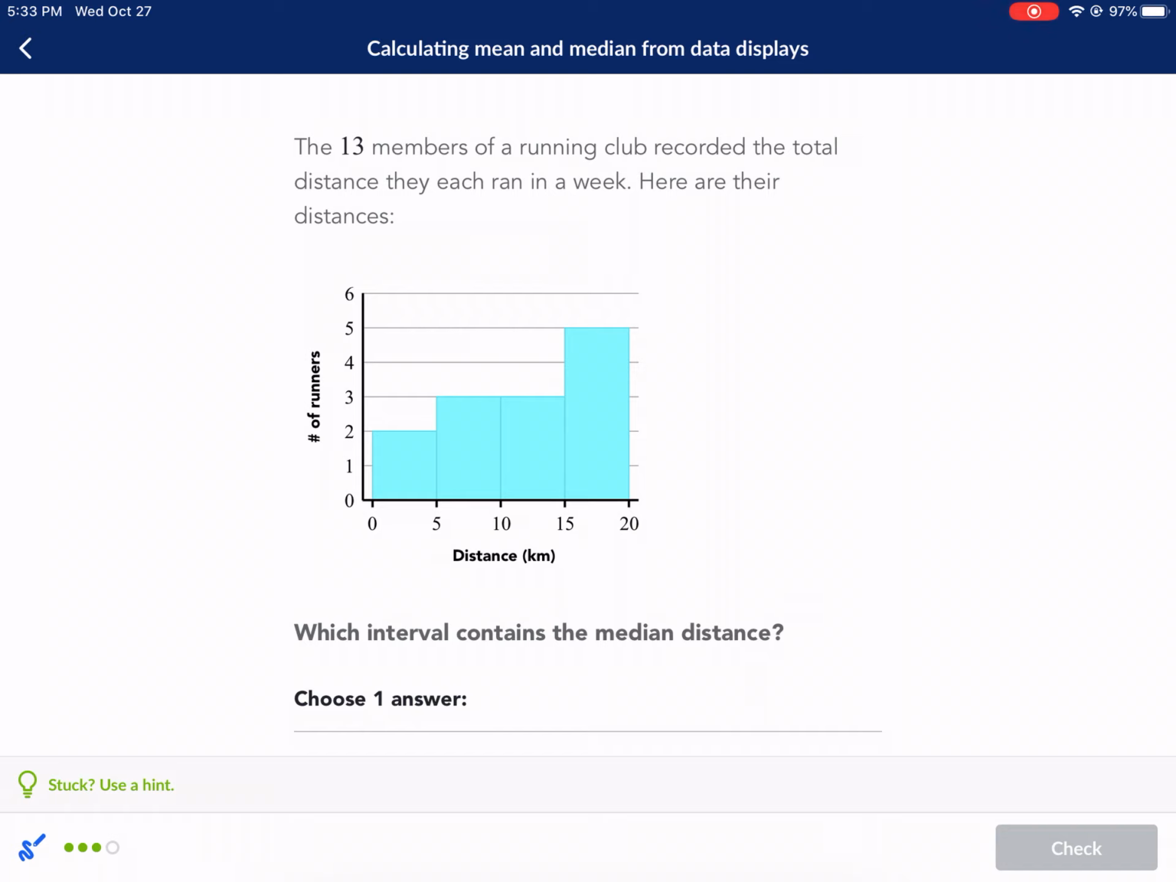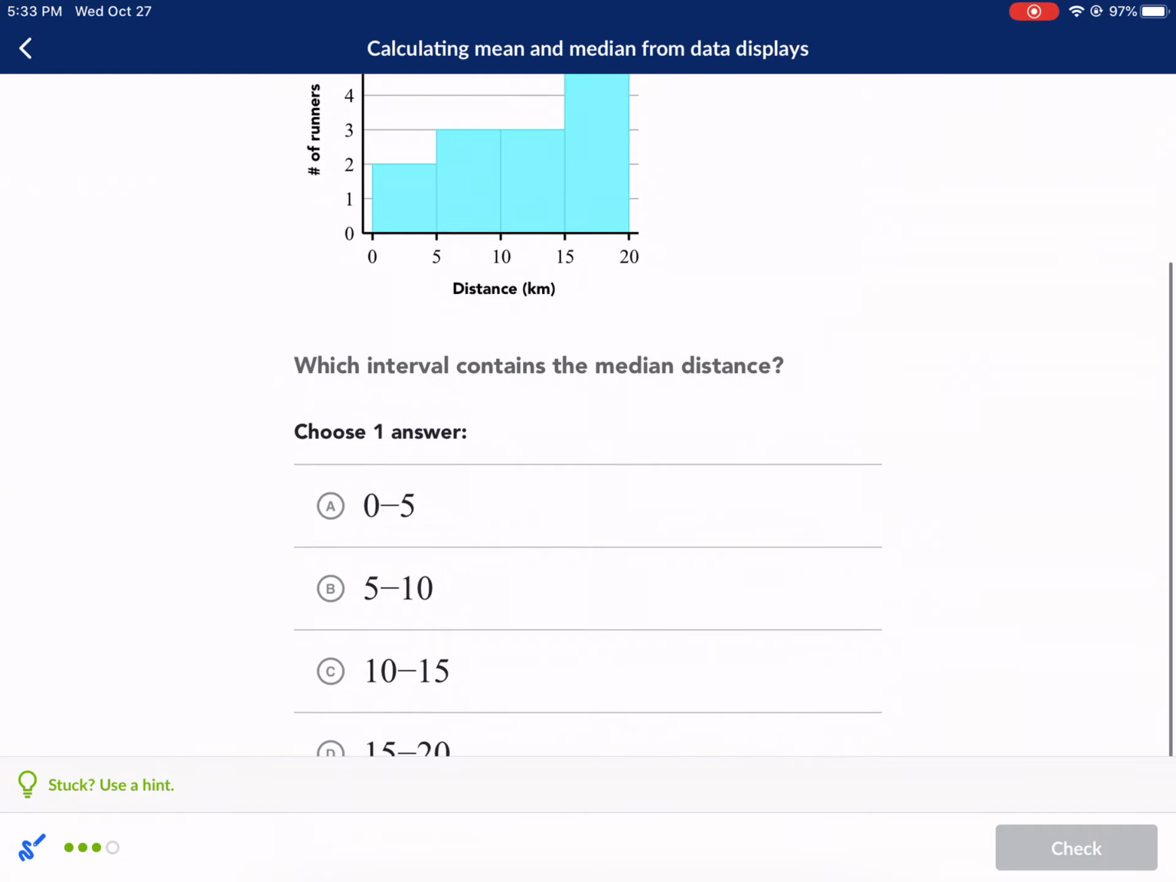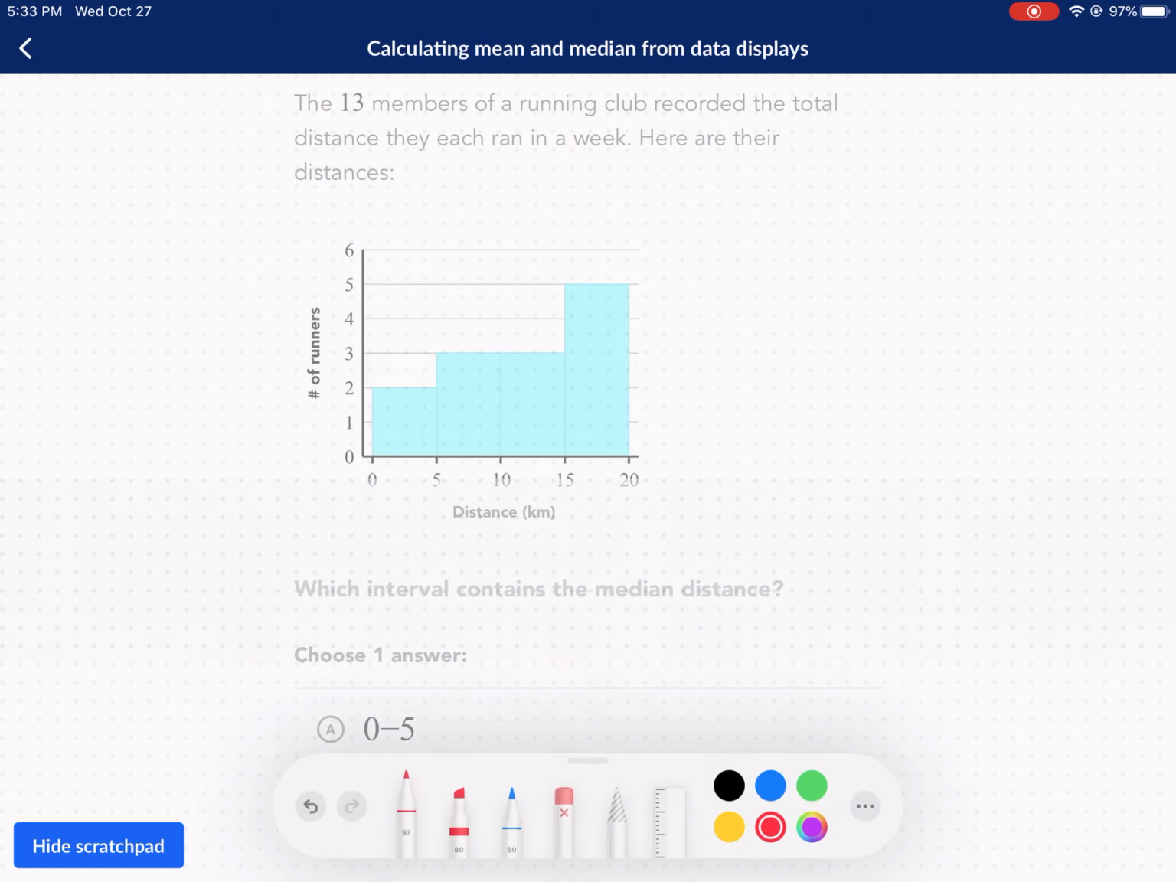The 13 members of a running club recorded the total distance they ran each week. Here are the distances. Which interval contains the median distance? So again, we're looking for the middle here. I think it helps if you either make this a dot plot or into a data set. I'll do a dot plot. No, I'll do the data set.